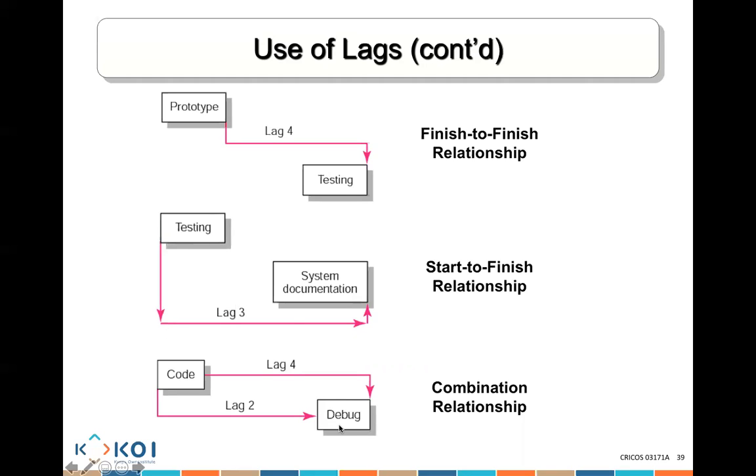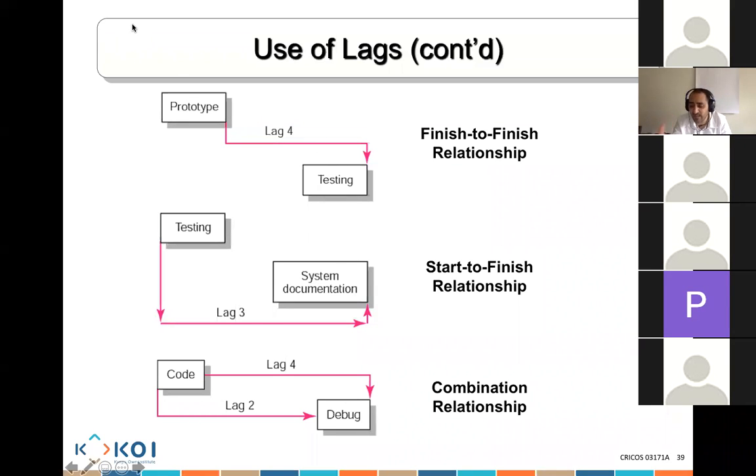This is a combination. You cannot finish debugging until 4 days after you finish coding. But at the same time, you cannot start debugging until 2 days after you've already started coding. So you need to write code for 2 days, then you start debugging. And here, debugging can't finish until 4 days after you've already finished all of this coding. These are some examples of all of these relationships, guys, that might exist, to bear in mind in a network diagram.